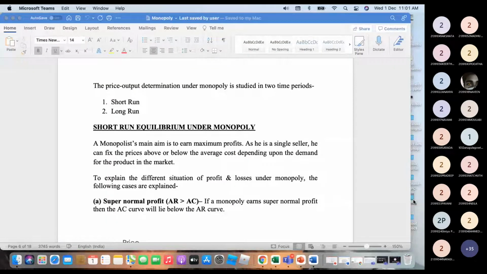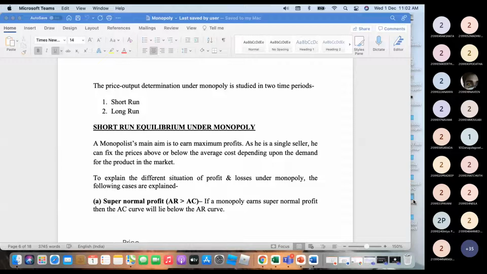Yes, students. So we had started with the chapter on monopoly. For a brief recap, monopoly is a market structure where we are talking about a single seller selling the product in the industry. Because he is a single seller in the industry, there are no close substitutes available for his product in the market. There are strong barriers to the entry of new firms into the industry.